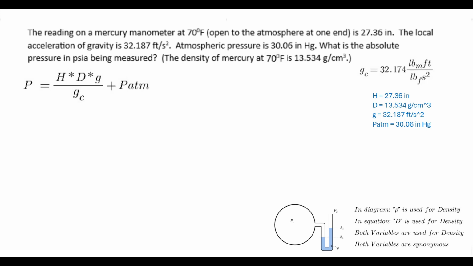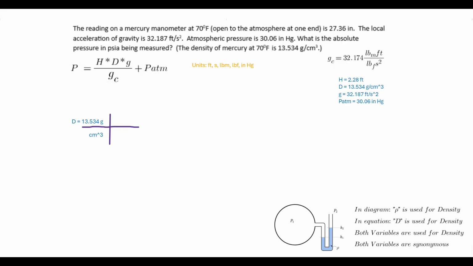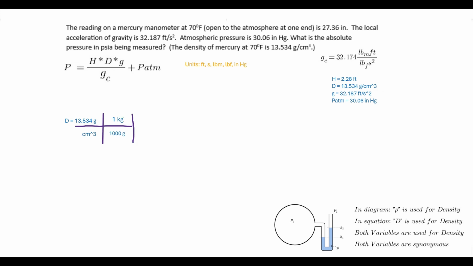To help in solving for absolute pressure, the desired units for all these values are feet, seconds, pound mass, pound force, and inches of mercury. Afterwards, you will eventually need to convert pressure to psia, or pound force per inch squared. Use dimensional analysis to get the density of mercury in the desired units. 1 kilogram equals 1000 grams. 1 pound mass equals 0.453592 kilograms. 2.54 centimeters equals 1 inch.